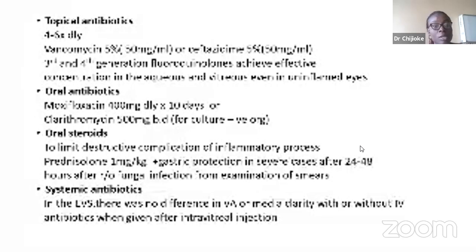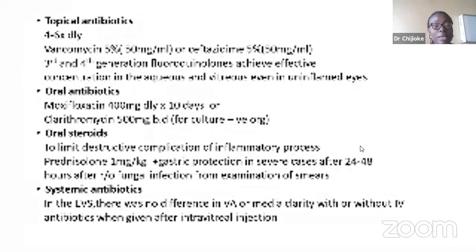daily. Oral steroids are used to limit destructive complications of the inflammatory process. Usually prednisolone 1 mg per kg is used with gastric protection in severe cases after 24 to 48 hours. That's after ruling out fungal infection from examination of smears.